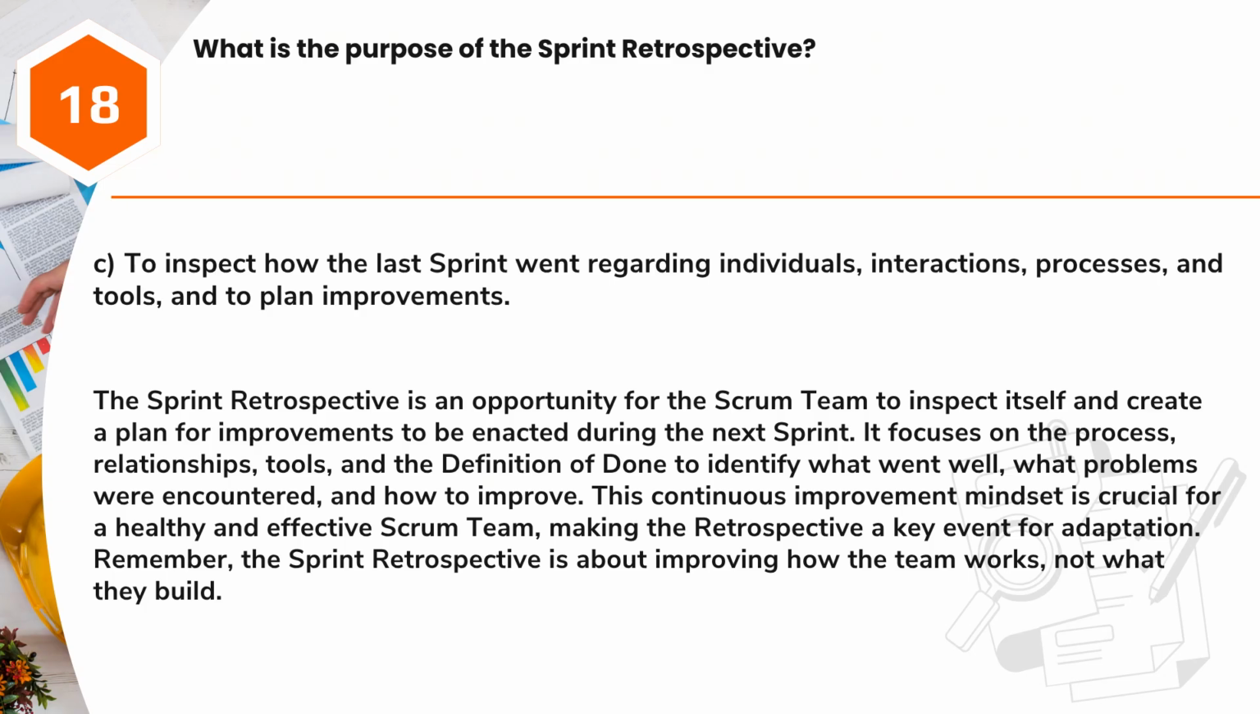Answer: C. To inspect how the last sprint went regarding individuals, interactions, processes, and tools, and to plan improvements. The sprint retrospective is an opportunity for the Scrum team to inspect itself and create a plan for improvements to be enacted during the next sprint. It focuses on the process, relationships, tools, and the definition of done to identify what went well, what problems were encountered, and how to improve. This continuous improvement mindset is crucial for a healthy and effective Scrum team, making the retrospective a key event for adaptation. Remember, the sprint retrospective is about improving how the team works, not what they build.